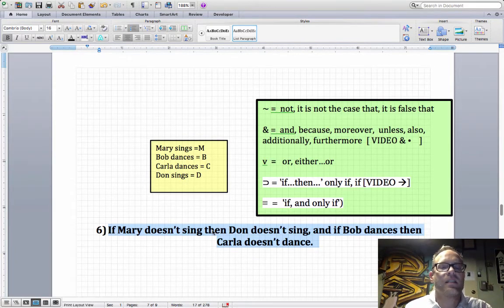If Mary doesn't sing, then Dawn doesn't sing. And if Bob dances, then Carla doesn't dance. So we have an if that tells us we're going to have a horseshoe or an arrow.